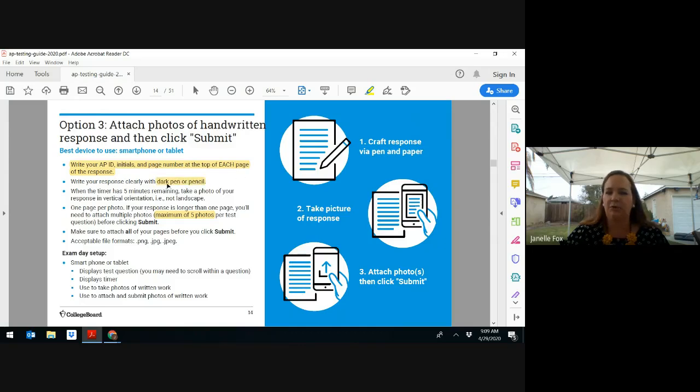So I think it's a blue or black pen or pencil. And then you craft your response, you take a picture, and then you'll be submitting it, okay? So on test day, you're going to need your smartphone, you're going to display your question, and that question is going to have a timer. We're going to talk more about the timer in a minute. You take your photos of your work, and then you just use those attachments and you submit.